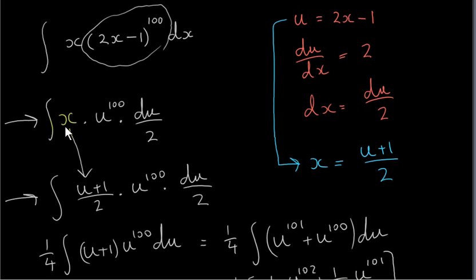Well, you don't have to panic here because you may be able to write x in terms of u, which you can do, and you still end up with something that you can integrate because the power part of this integral is just a single term raised to the power of 100. So you can easily multiply it into u plus 1 to get something that you can easily integrate.